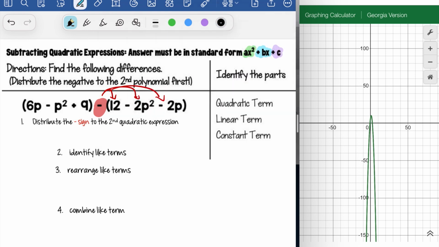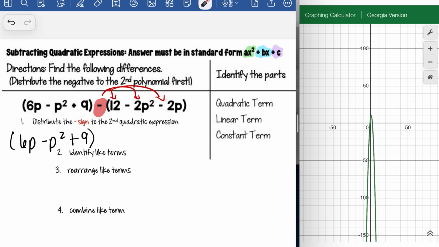So since for my first expression, I'm not doing anything to it, I'm just going to bring it down. I'm just going to write it as is. 6p minus p squared plus 9. And since we're rewriting this as addition, that minus sign is going to change to a plus. And we're going to go ahead and distribute.